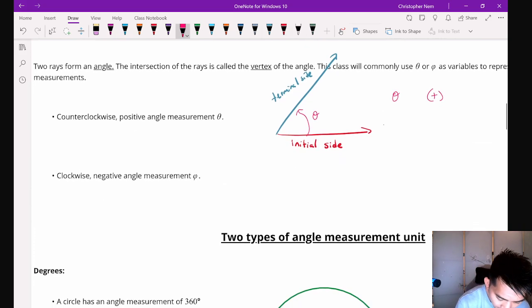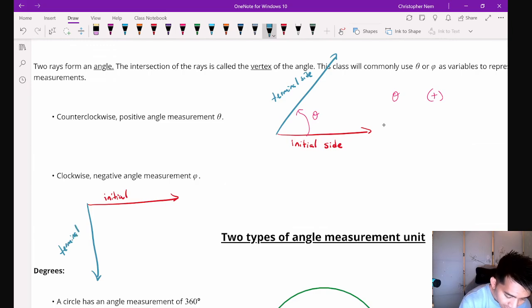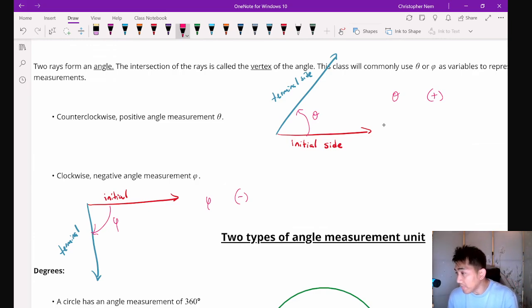Now, if I have my angle where the initial side opens up to the terminal side, but this opens up in a clockwise direction, like so, then this angle phi will be negative. Now phi and theta could be negative or positive. I'm saying that depending on which way the angle opens up will denote if it's positive or negative.